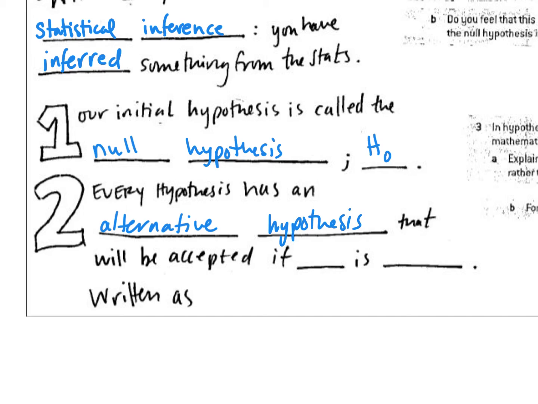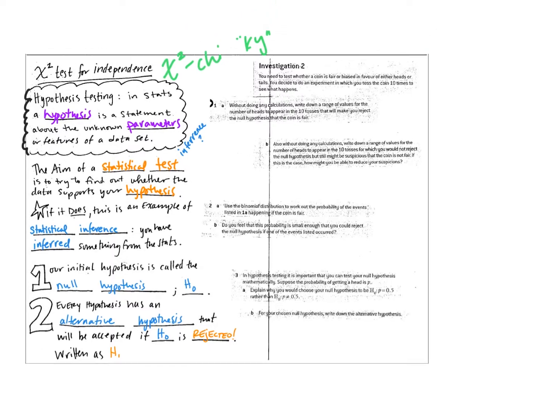So, like it's cloudy today or it's sunny. If it's sunny, then it's not cloudy. So the alternative hypothesis will be accepted if the null hypothesis is rejected. And this is written as H sub 1. Sweet. So you're going to do the investigation.